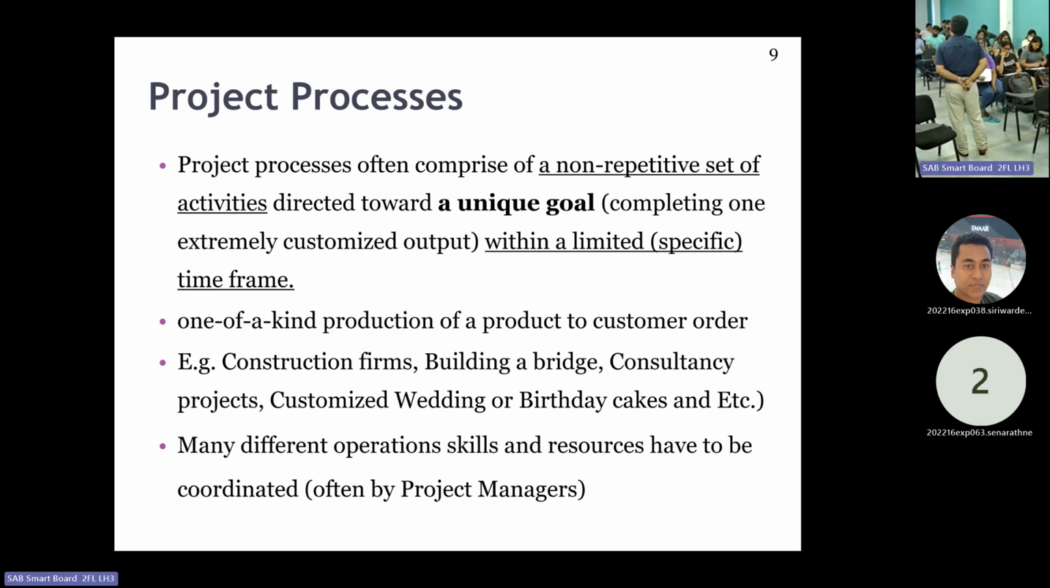Completely different. In fact, unfortunately, we are not going to discuss things in detail. But if you are going into such operations, you need to study that, because as operations managers, you will be managing such projects. So project management skill is a must for them. What is it? Project management.